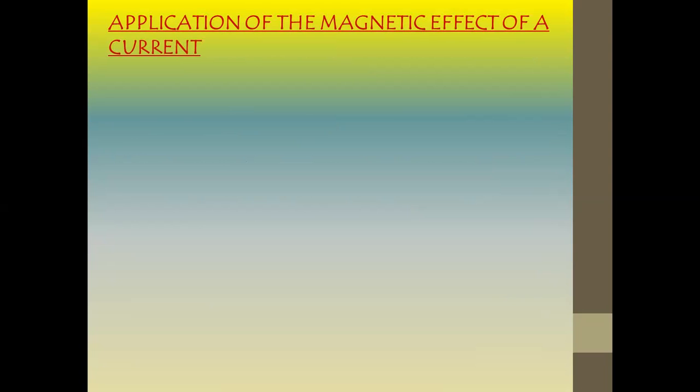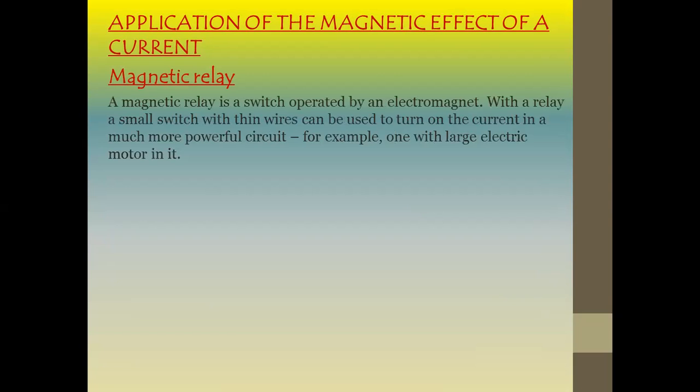Application of the magnetic effect of a current: the magnetic relay. A magnetic relay is a switch operated by an electromagnet. With a relay, a small switch with thin wires can be used to turn on the current in a much more powerful circuit, for example, one with a large electrical motor in it. Different high voltage circuits are usually controlled with the help of magnetic relays.